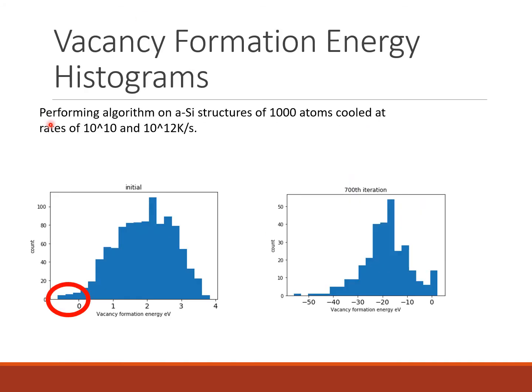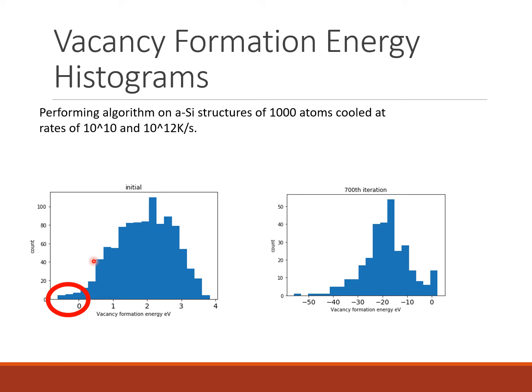So we perform the above algorithm on amorphous silicon structures of 1,000 atoms, and we obtain the following histograms. Initially, we have a histogram that looks as follows. You see all of it is less than the vacancy formation energy for crystalline silicon, which is right about there. It's an asymptotic limit. However, there is a tiny tail that includes negative vacancy formation energies, which is what we're looking for.